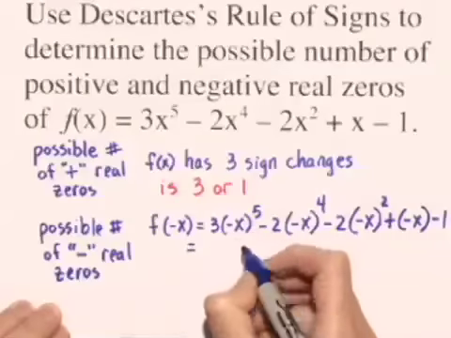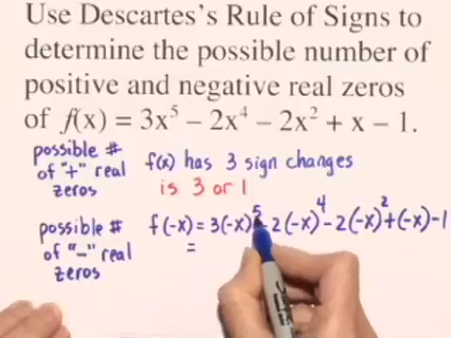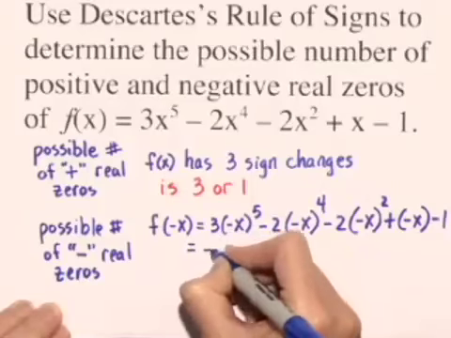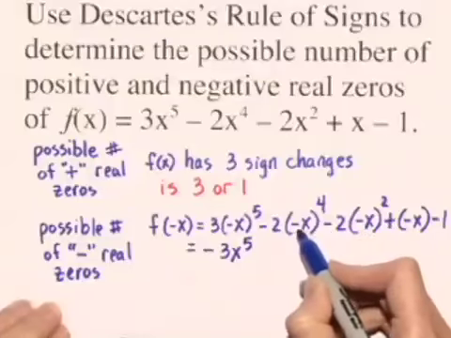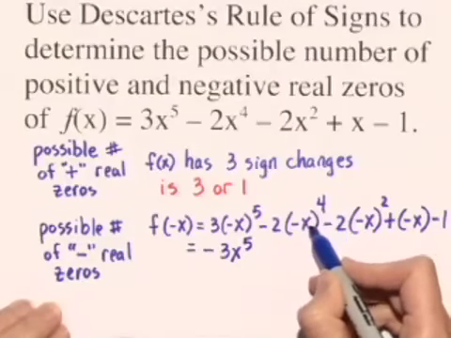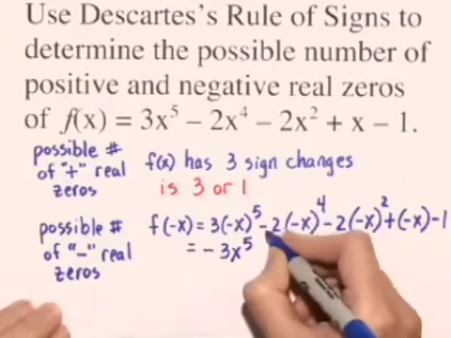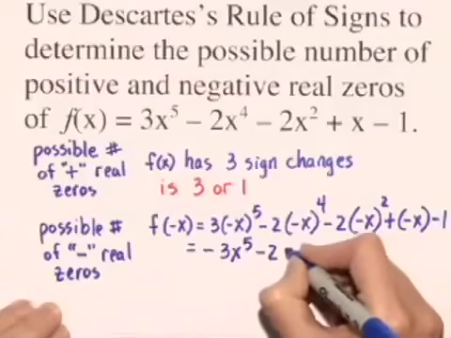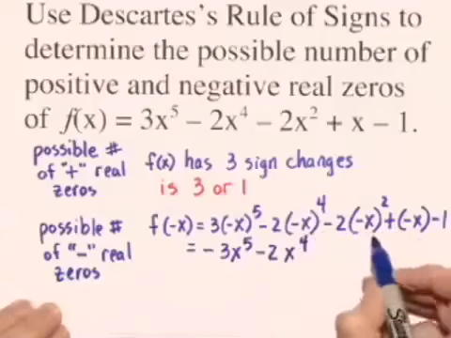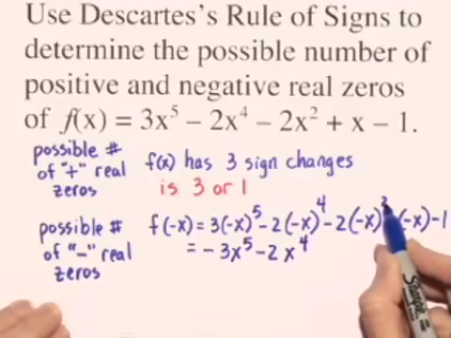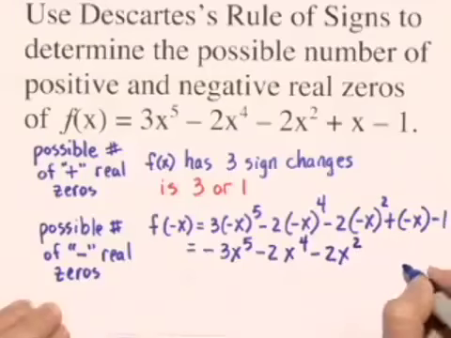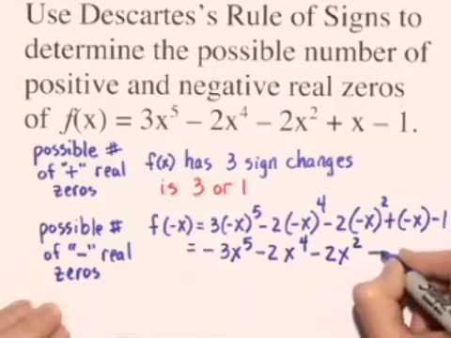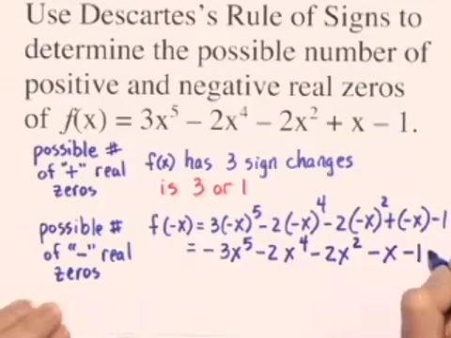And let's simplify that. Negative x to the fifth is going to be a negative, so I'll have negative 3x to the fifth. When I take negative x to the fourth, that becomes positive x to the fourth. So this stays negative 2, and that's positive x to the fourth. When I take negative x and I square it, that becomes positive x squared. So I have the negative 2 times positive x squared, plus negative x becomes minus x minus 1.